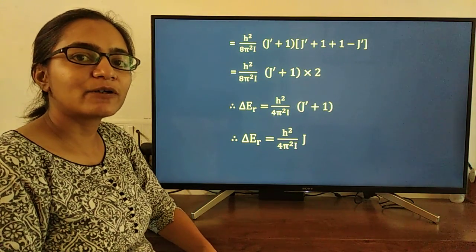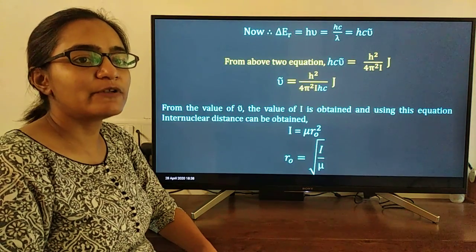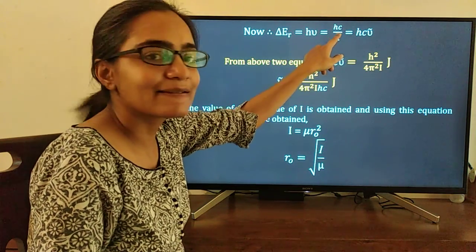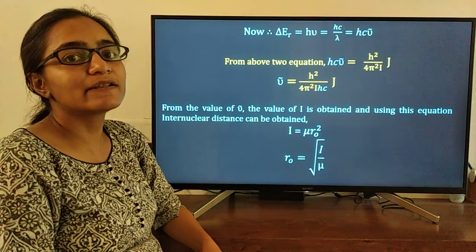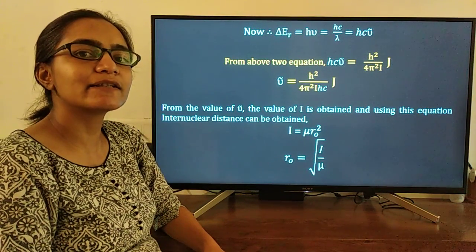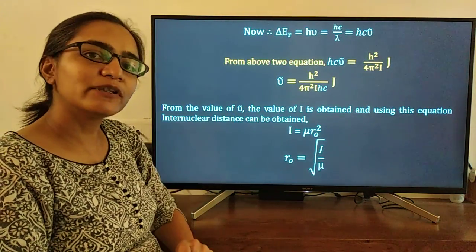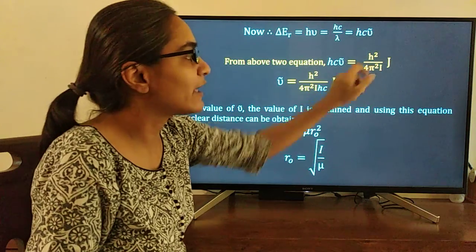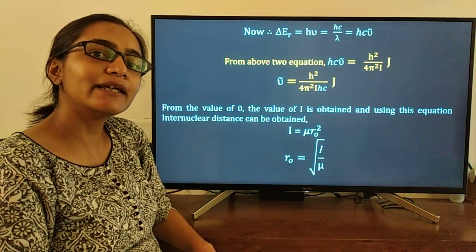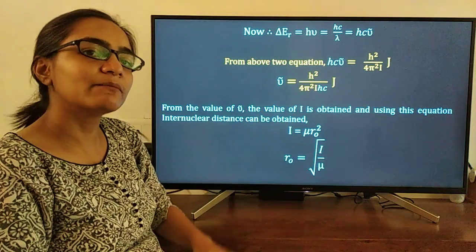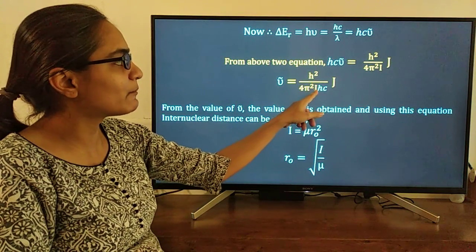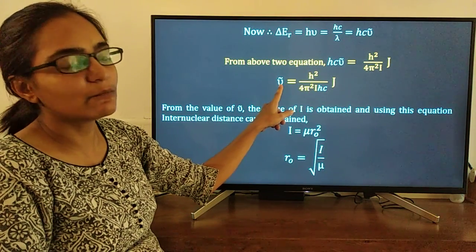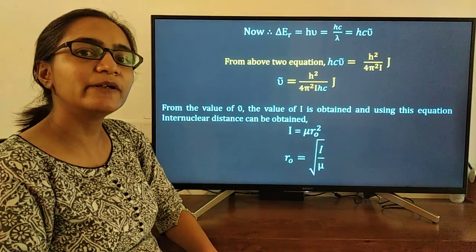Normally energy is equal to h nu, where nu is equal to c upon lambda. So the equation of energy becomes hc upon lambda, where 1 upon lambda is the wave number, indicated as nu bar. Comparing both equations of energy, we get hc nu bar is equal to h square upon 4 pi square I into J, so the wave number nu bar is equal to h square upon 4 pi square I hc into J. From the value of this nu bar, we get the value of the moment of inertia.